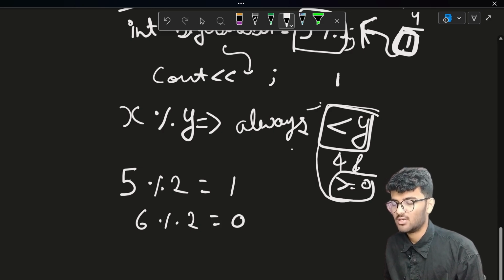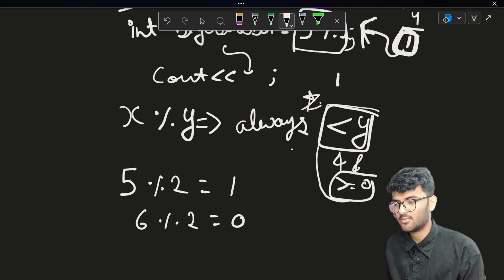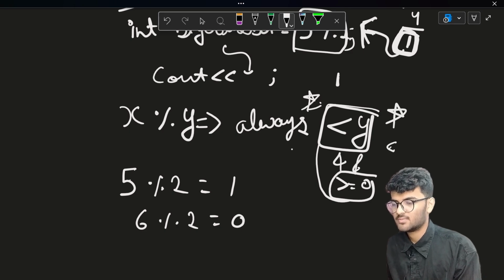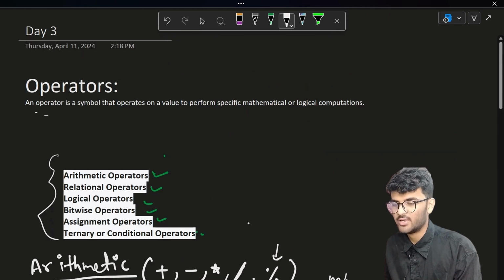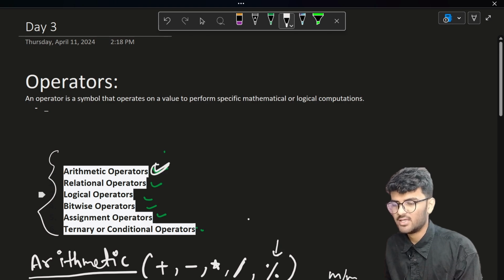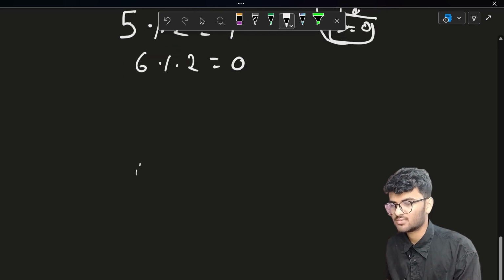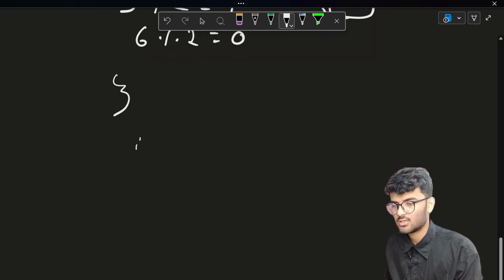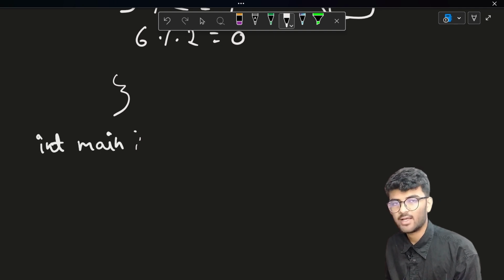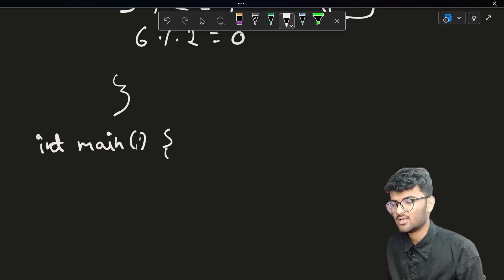This is very important. आप जब भी DSA solve करोगे तो ये concept बहुत use होगा. So we have covered the arithmetic operators, and similarly the relational operators. Let's say I'm taking another program in main. We will do practical also, and just summarize it on the PPT, so you can also try it.